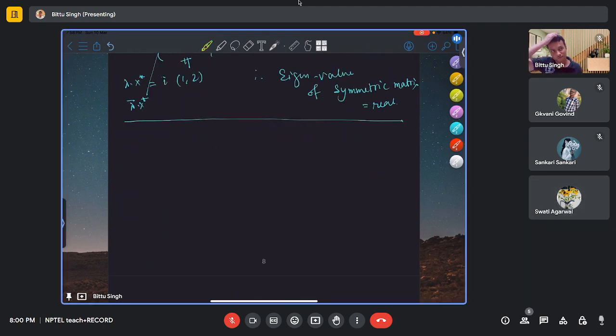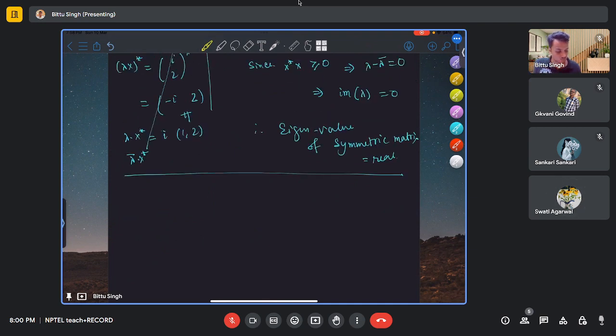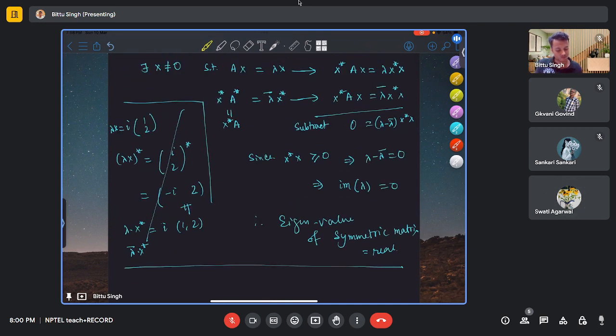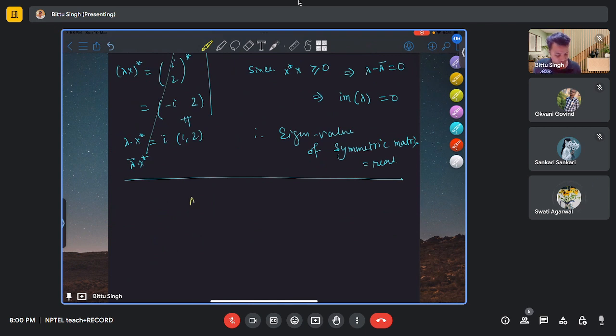Now let us prove another fact. What will be an eigenvalue for a skew symmetric matrix? For a skew symmetric matrix, the proof will be almost similar, but here A star is minus A, right?